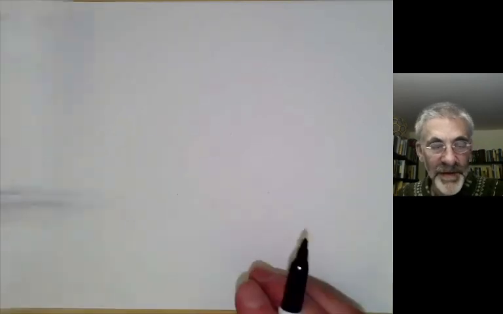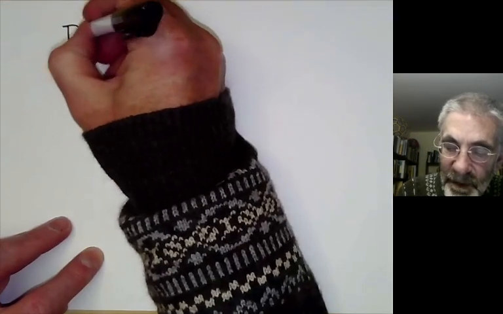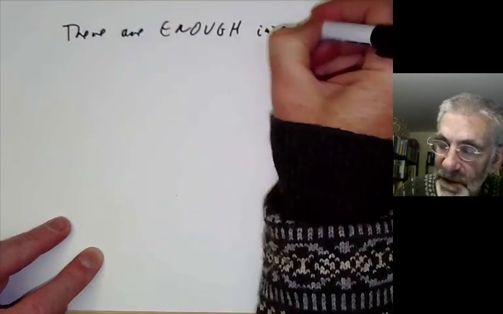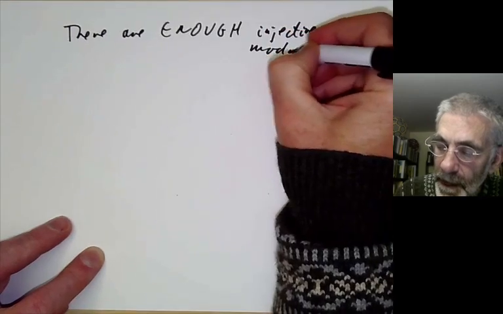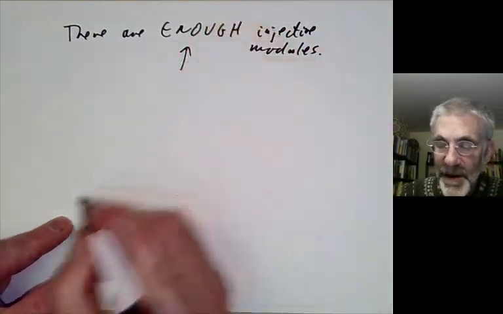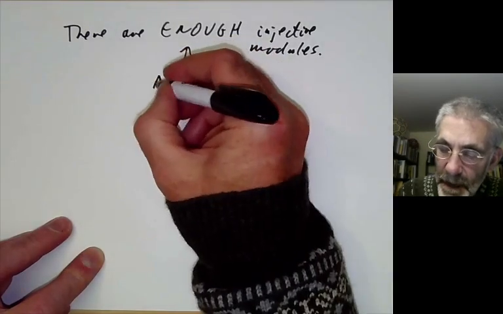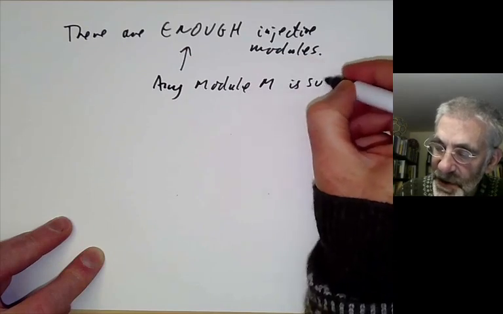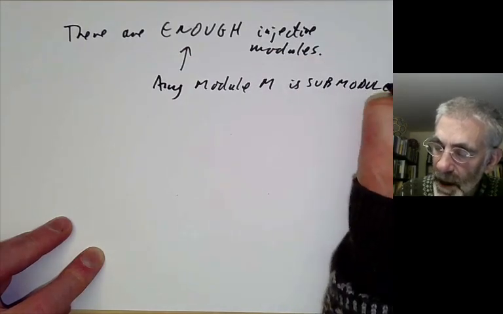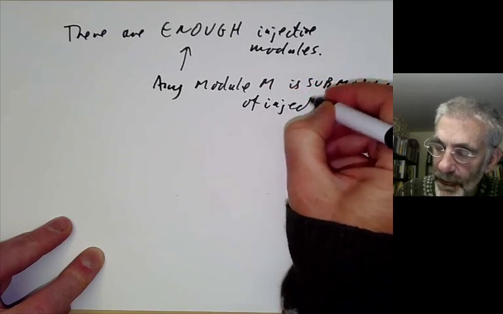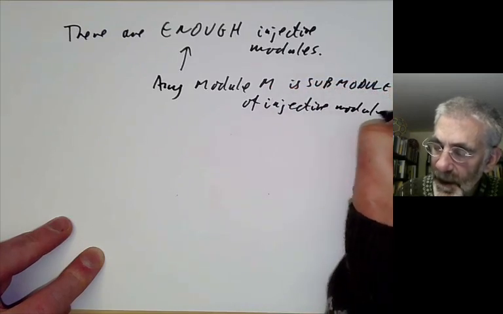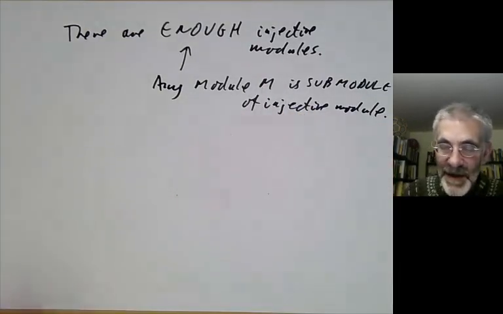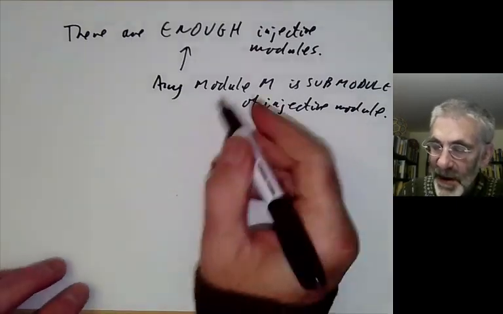In fact, we have lots of injective modules. More precisely, there are enough injective modules. So what does enough mean? Well, it means that any module M over the integers is a submodule of an injective module. This turns out to be very useful in homological algebra, because you study modules by embedding them into injective modules. So let's see why this is true.